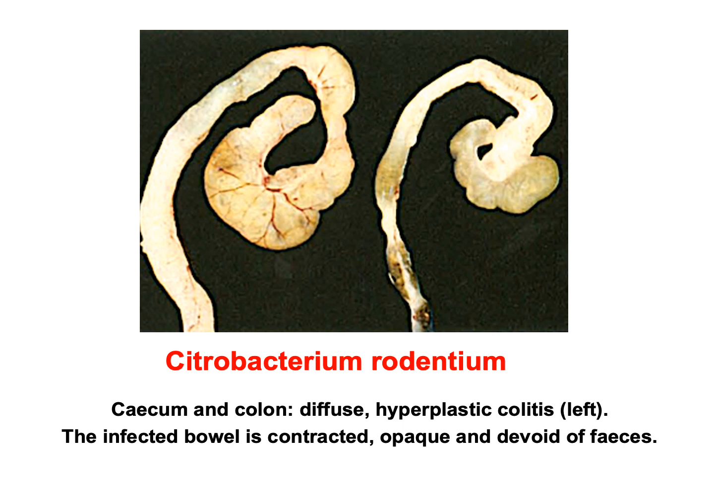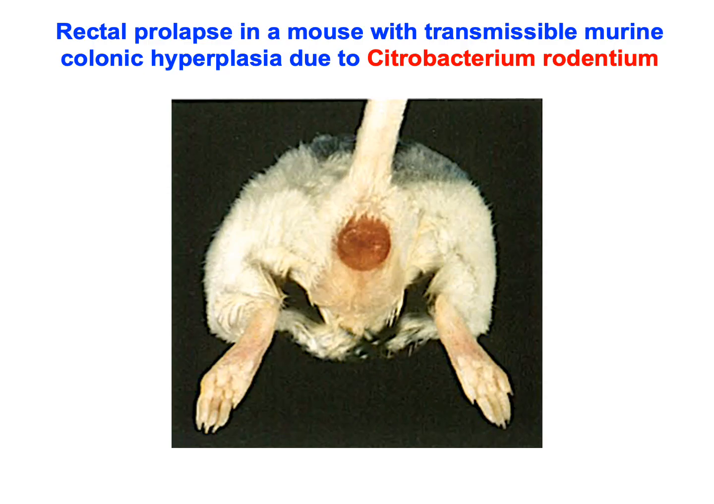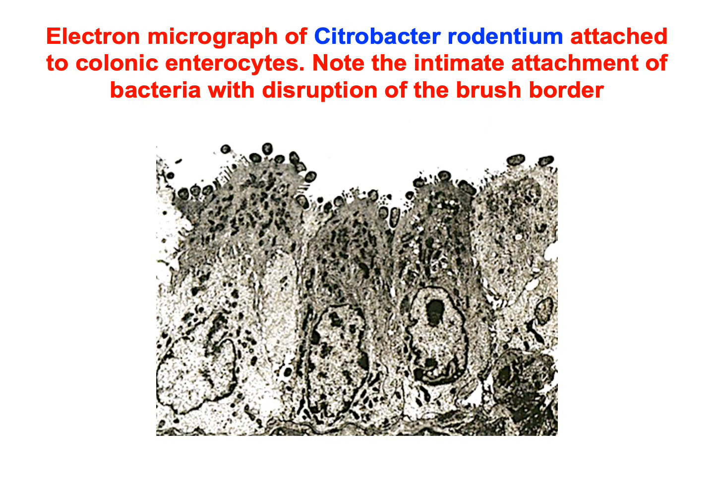Besides the diarrhea, defecation is painful and very frequent, and therefore the rectal prolapse in a mouse with this so-called transmissible murine colonic hyperplasia due to Citrobacter rodentium is typical, very common, this rectal prolapse.